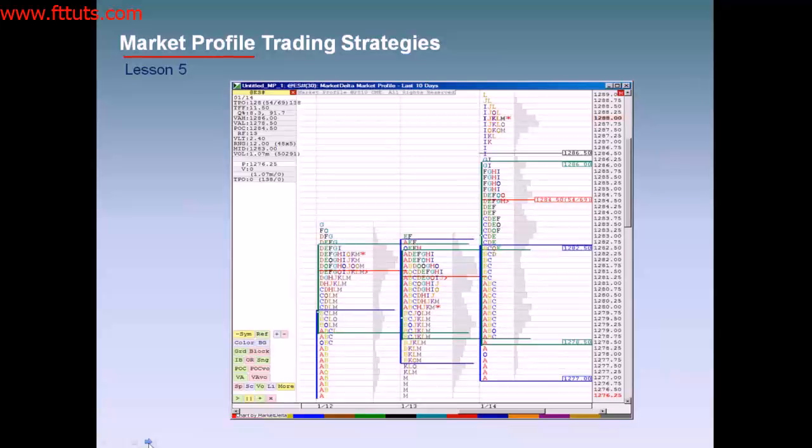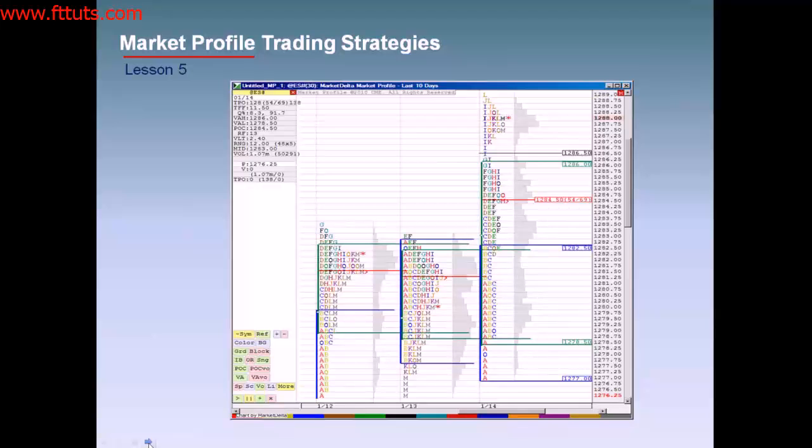Now let's put some of these conceptual ideas into action a little bit on a profile chart and see how things work out in the real world. I have before you here 3 different profiles.